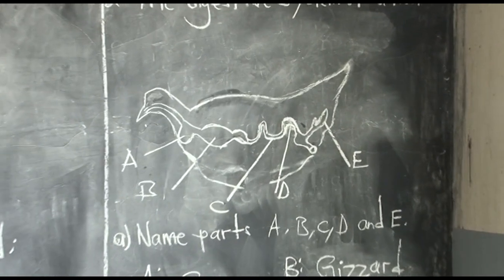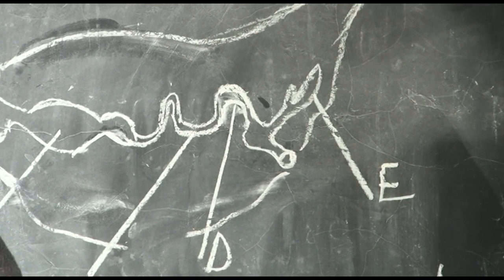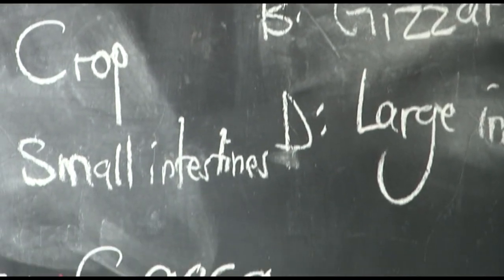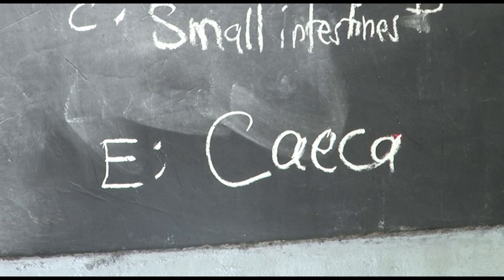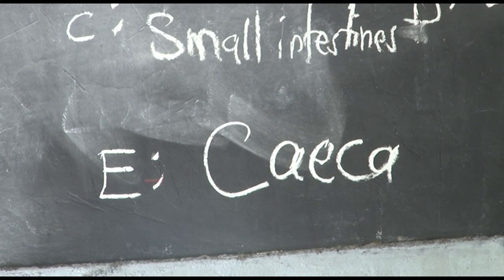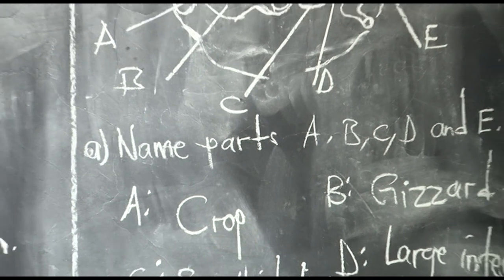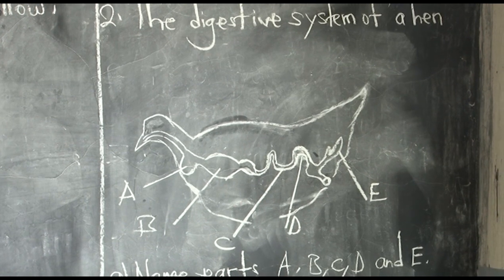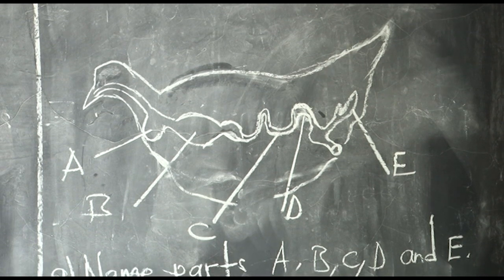Then you can go to part E. Yes, part E can be called the caeca. It's different from human beings. In human beings and rabbits, we call it the caecum, spelled C-A-E-C-U-M. But in the case of a bird, it is called the caeca. Simply compare this to the rabbit. Let us move to the next part from here.